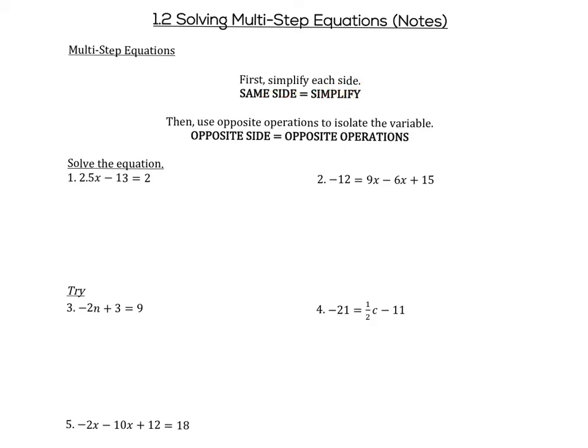Okay, you might want to write that note up there. Do what you see. Okay, no opposites happening there. As a reminder from last lesson, opposite sides tell us we should do opposite operations. So if I see something on the same side of the equal sign, I simplify. If I do something on the opposite side of the equal sign, that's when I do my opposite operations.